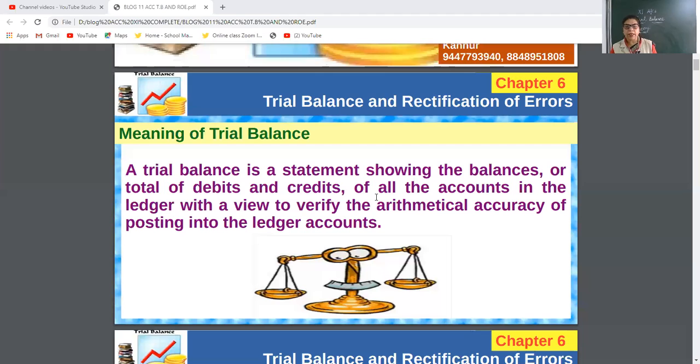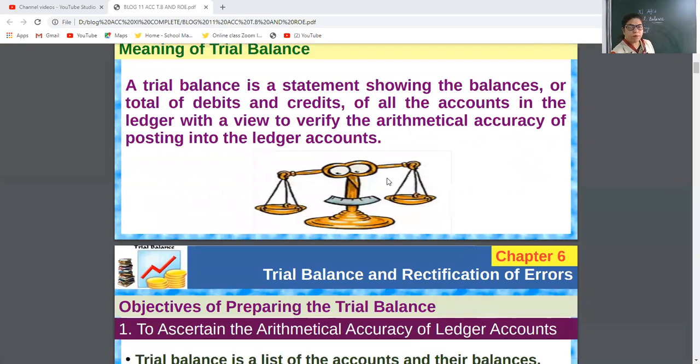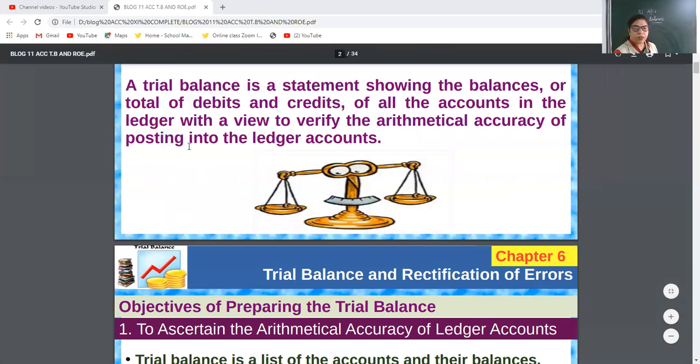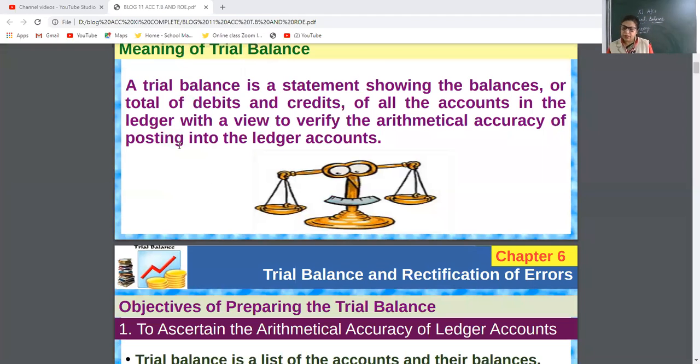It means trial balance shows or verifies the arithmetical accuracy up to a limit. Still there may be some problems, but trial balance is a statement showing the balances or totals of debits and credits in the ledger with a view to verify the arithmetical accuracy of posting into the ledger account.